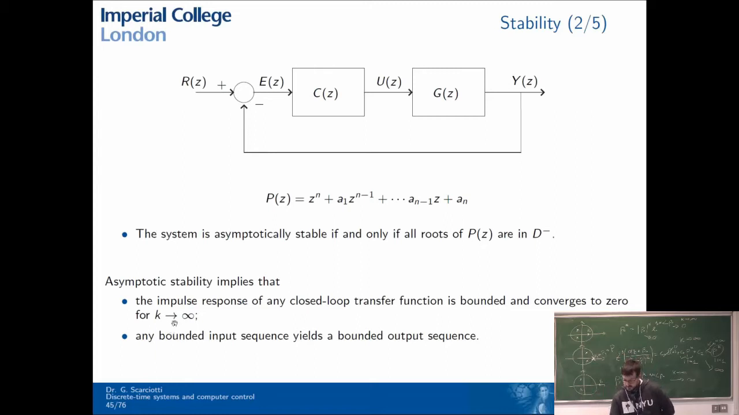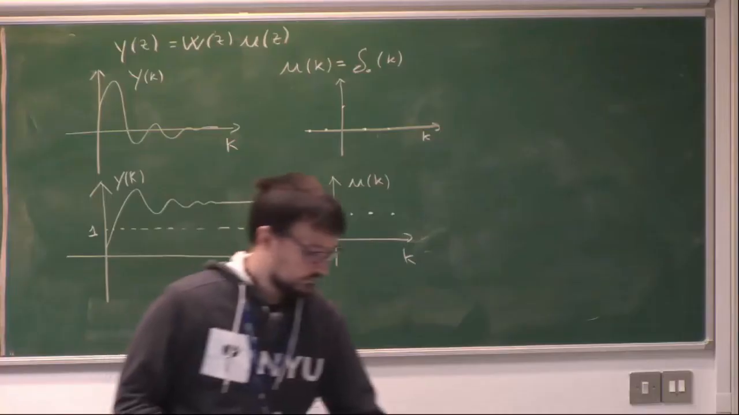Another interesting implication of asymptotic stability is that any bounded input sequence yields a bounded output sequence. It means that if the input to your system is bounded, for instance, is a unit step, then the output will be bounded. It means that it does not converge to infinity, okay? So it does not diverge. So let's show this with a graph.